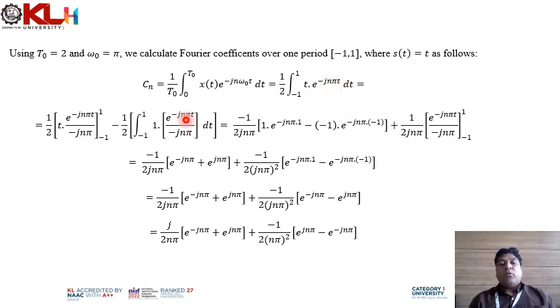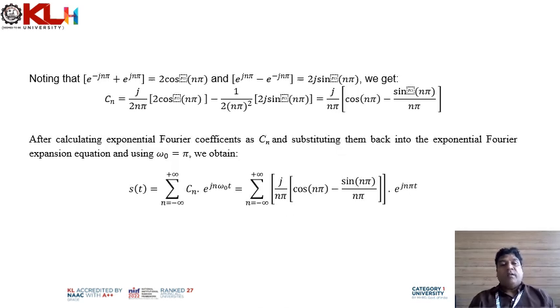Now we are going to do the integration and simplify this further using integration by parts, and we can finally write the value of the coefficient c_n as (j/nπ)(cos nπ - sin nπ/nπ).